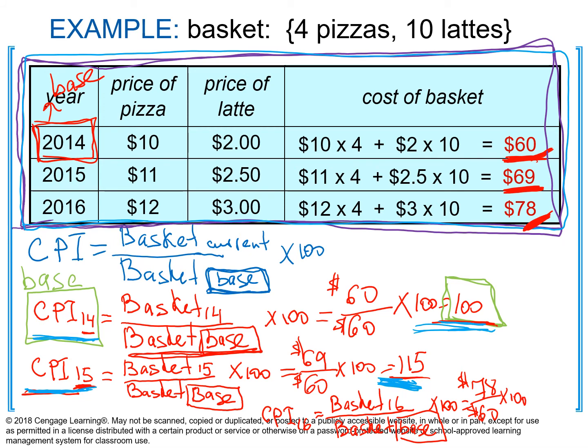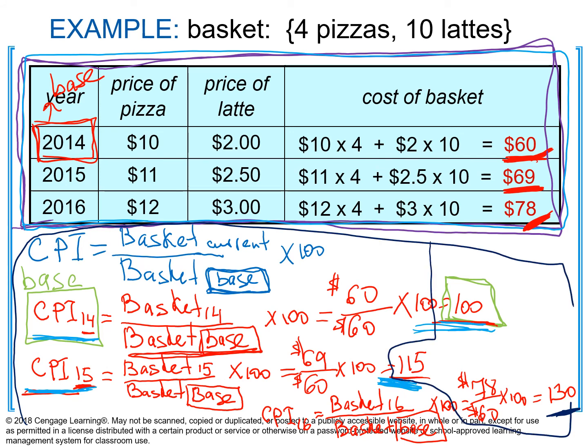Multiply by 100, and I believe if you calculate it, it's going to be 130. Remember, again, it's an index. There's no percentage here. There are no dollar signs, no units attached. Once again, what is this 130 going to tell us? If you're an economist and you're just looking at the CPI, you're actually looking just at these numbers, just at the results. You're looking at 100, 115, and 130.